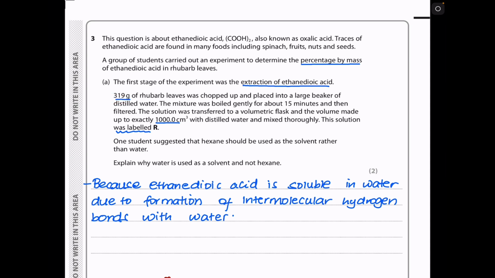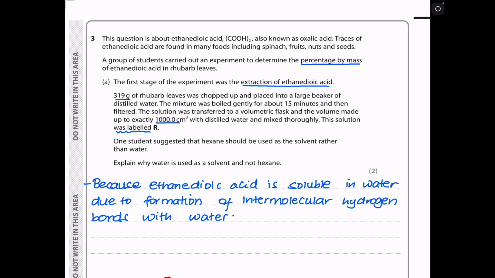319 grams of rhubarb leaves was chopped up and placed into a large beaker of distilled water. The mixture was boiled gently for about 15 minutes and then filtered. The solution was transferred to a volumetric flask and the volume made up to 1,000 cm³ with distilled water and mixed thoroughly. This solution was labeled R. One student suggested that hexane should be used as a solvent rather than water. Explain why water is used as a solvent and not hexane.